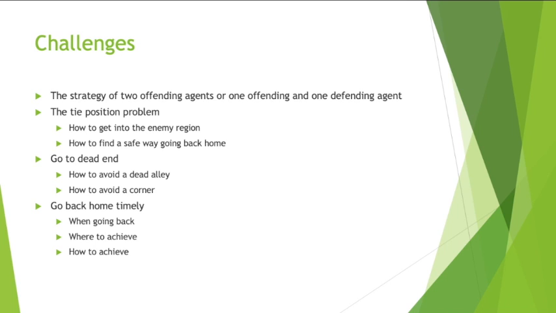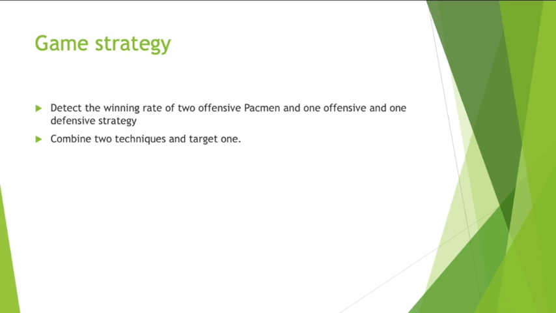The third one is facing dead ends: how to avoid a dead alley and how to avoid a corner. The last one is going back home timely: when to go back, where to achieve and how to achieve. According to game theory, we balance the winning rate of two offensive agents and one agent.